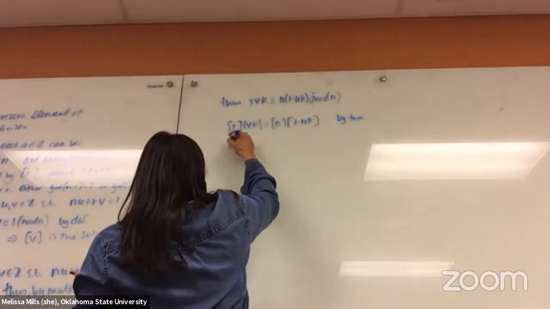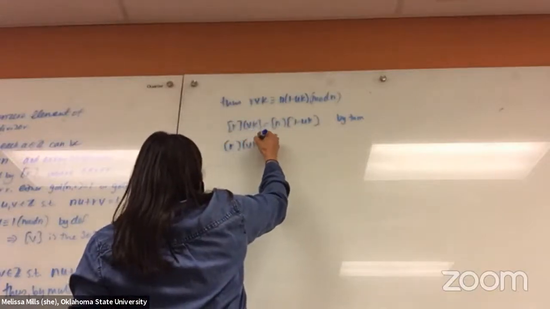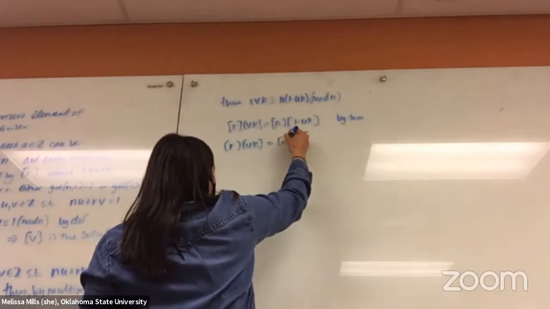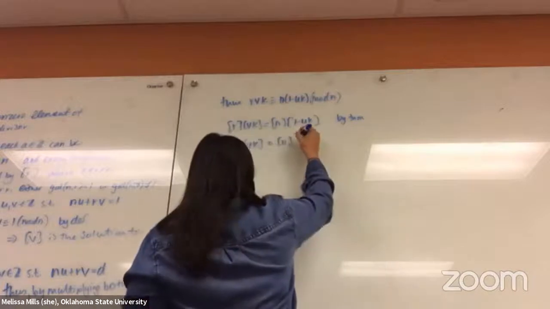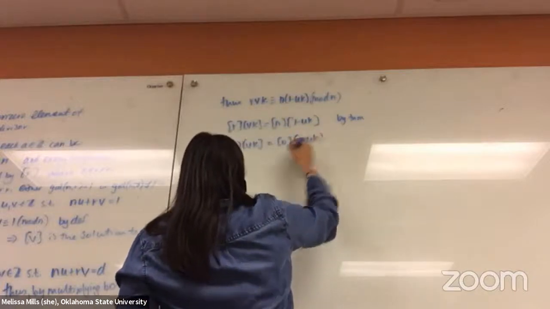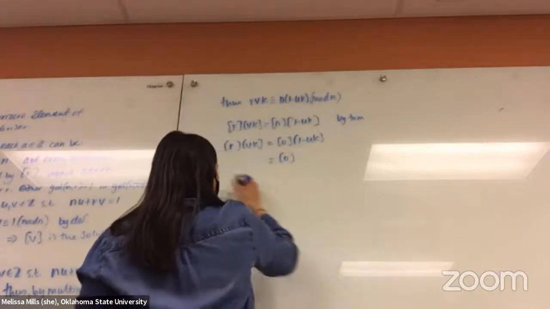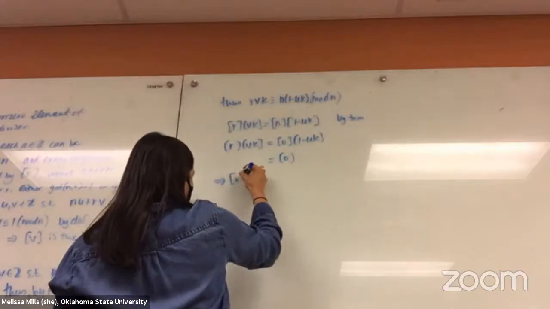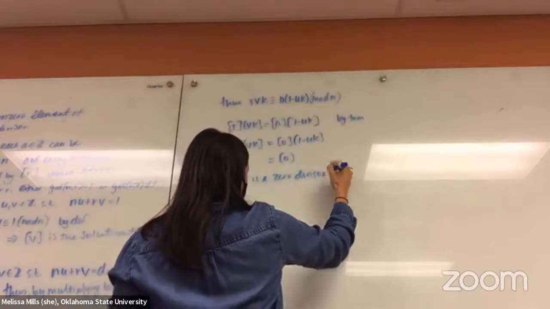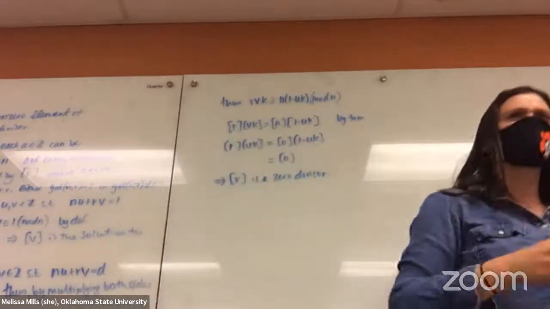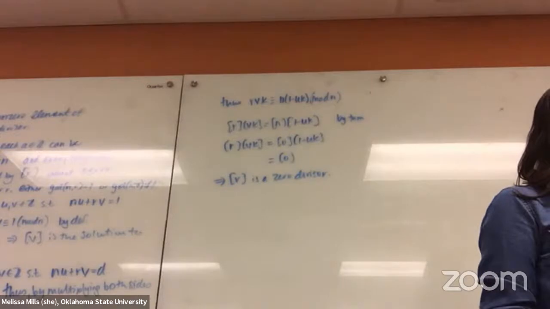So this gives me that R times VK is equal to 0. Actually, let me do it times 1 minus VK, which is equal to 0. Which implies that R is a 0 divisor. So is that clear what we did there?